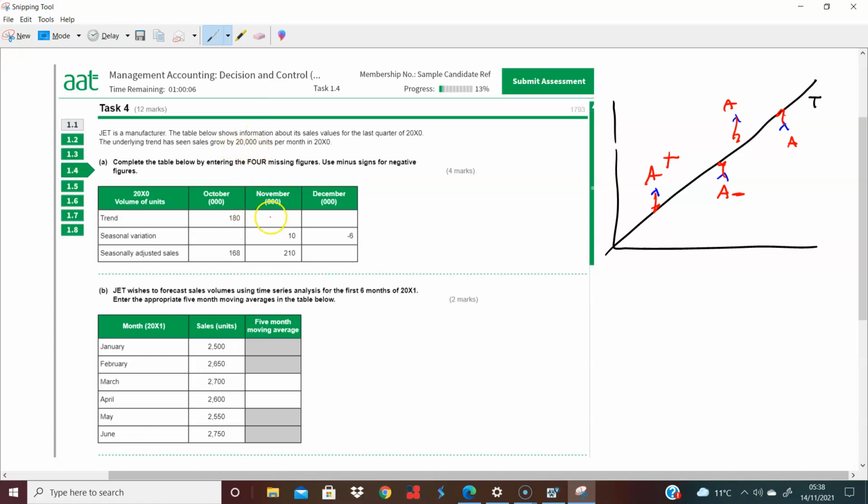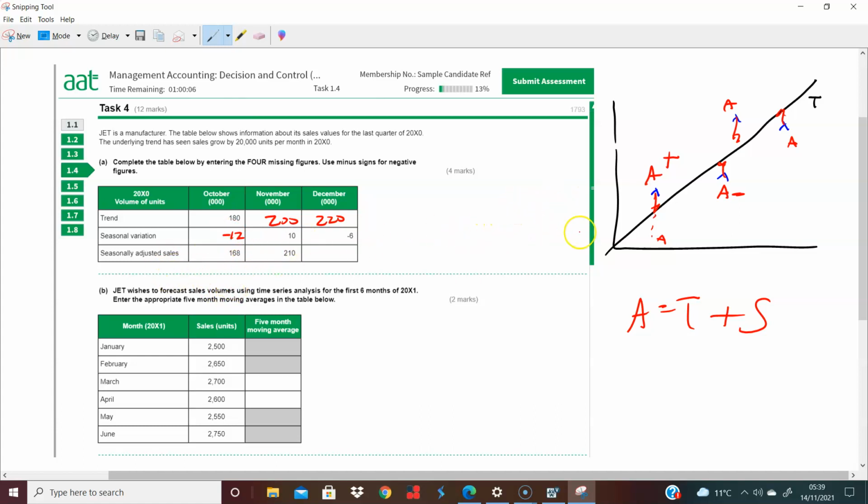So they're giving us the trend, which is good because we just know from here that if the trend is 180 and the actual is 168, it means that the actual is below the trend by the difference, which here must be 12. And remember that actual is equal to trend plus seasonal. So the actual is 12 below.